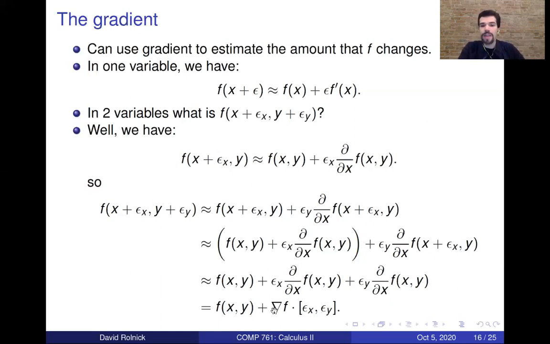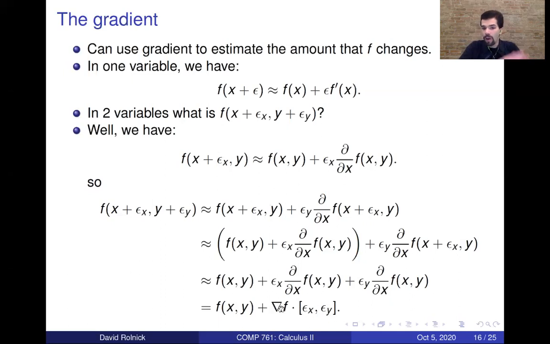Okay, so now what we have is f of x y plus epsilon x times partial of f with respect to x, plus epsilon y times partial of f with respect to, again this should be y. And so that's just f of x y plus the gradient of f dotted with epsilon x, epsilon y.